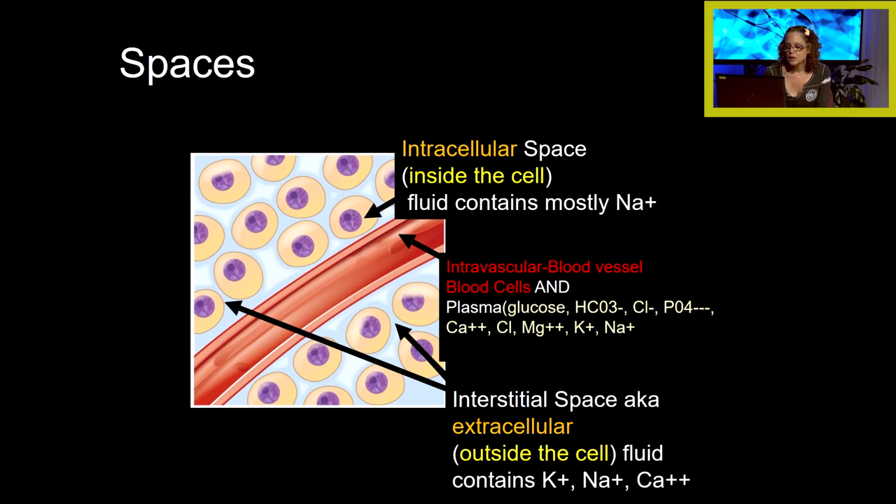So intracellular space is inside the cell. The fluid contains mostly sodium. The intravascular space is inside the blood vessels, the blood cells and the plasma. And then we have this interstitial space, and this is the extracellular space. This is the space outside of the cell. This is where the fluid is that contains our potassium and our sodium and our calcium, okay?